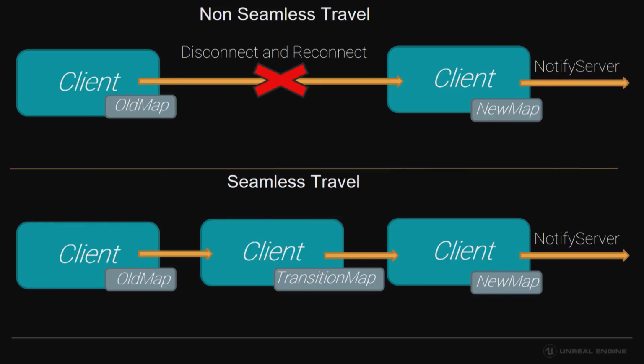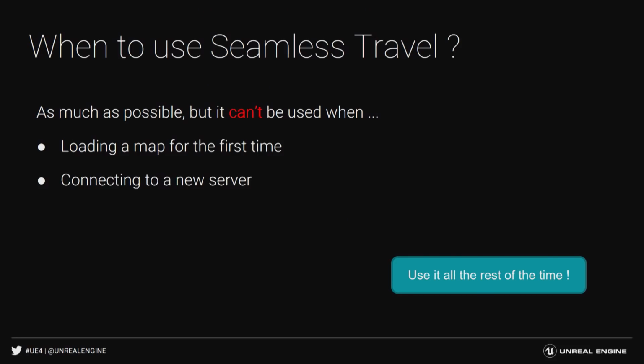It's like this in-between state: you have a transition map and you have no disconnection from the server. So you're always connected to it. Everybody's moving along. It's pretty cool. So when to use it? I would say actually it's the other way around. When not to use it? You should find an excuse not to use it, rather than a reason to use it, because it's so easy.